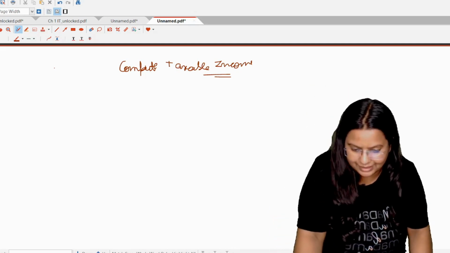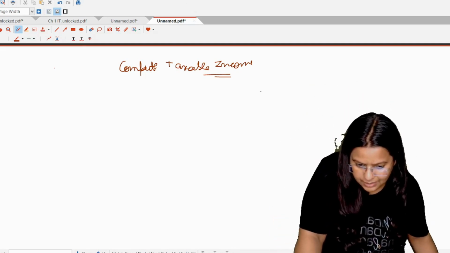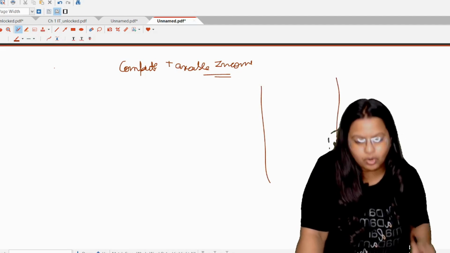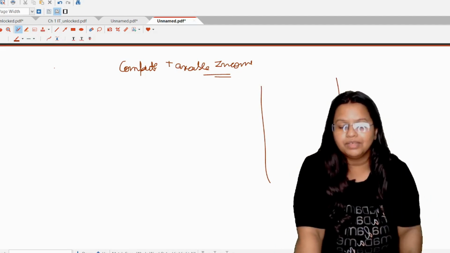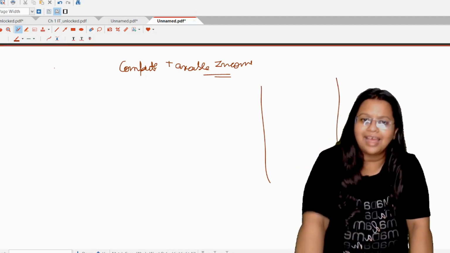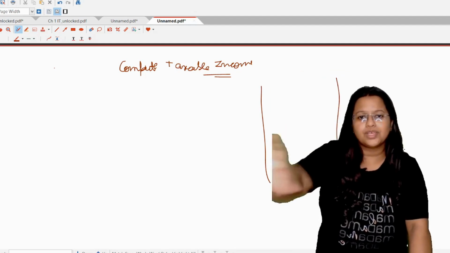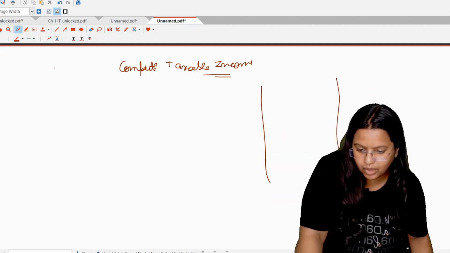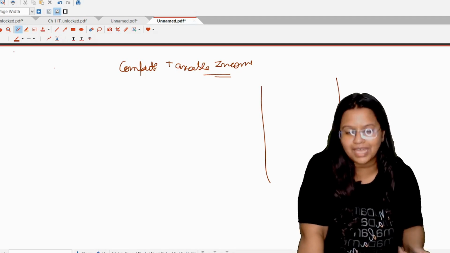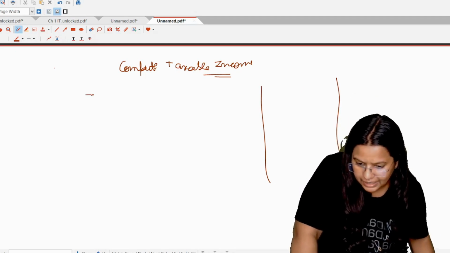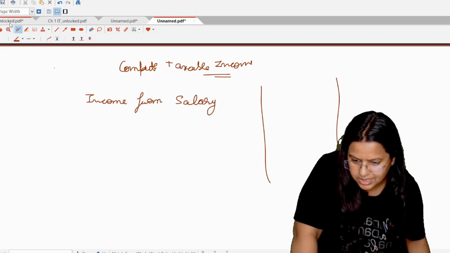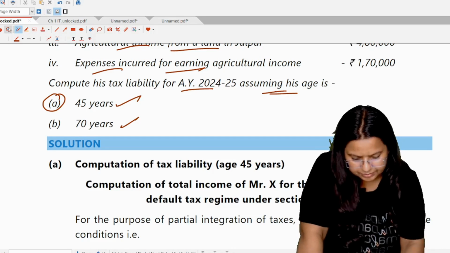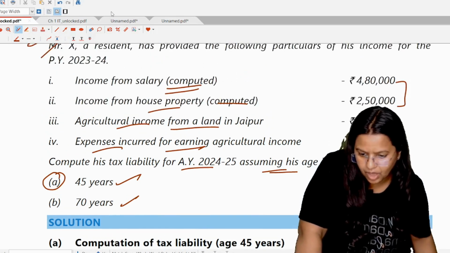So let's compute the taxable income in this question. Students, I am not making a pro forma here because we have already covered illustrations number 1 to 11 in the previous lecture, and I have told you how the pro forma is done. So now we are going to do the straight question so that we can save our time also. First, income from salary. How much is it? It is 4,80,000 rupees.